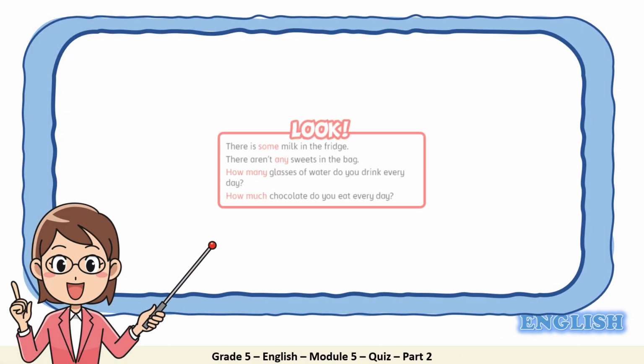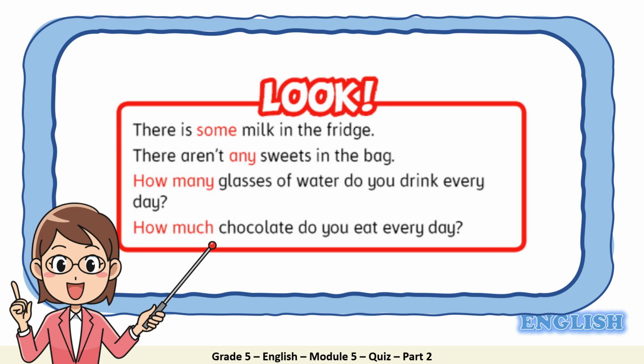Do you remember what this is? This is the look box, the little red box with the very important grammar lessons. In this box, you can find the quantifiers we said we are going to focus on today. Let's read the examples together. There is some milk in the fridge. There aren't any sweets in the bag. How many glasses of water do you drink every day? How much chocolate do you eat every day?